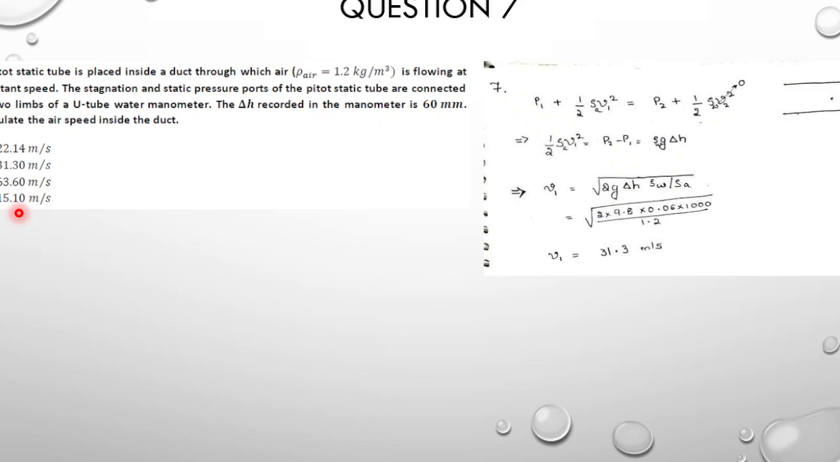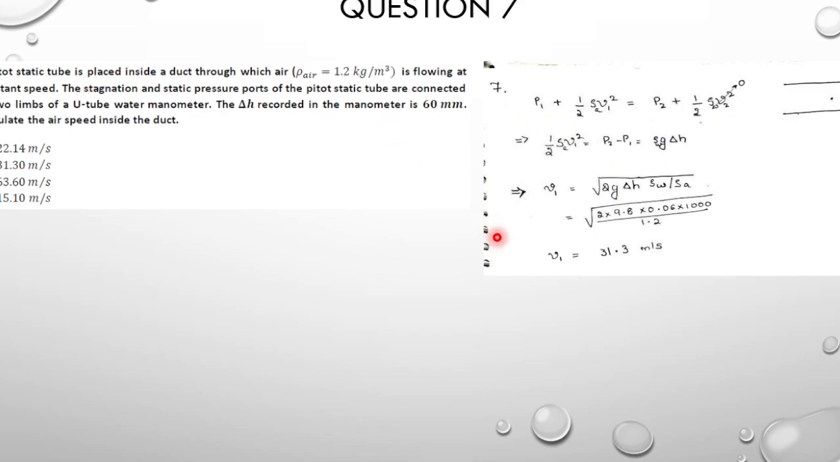At the second point, which they are calling stagnation, the velocity becomes 0, because of the pitot tube. So one velocity we know is already 0. At the upstream point of the flow, they are asking us to calculate the air speed inside the duct. What is the velocity at the upstream point?